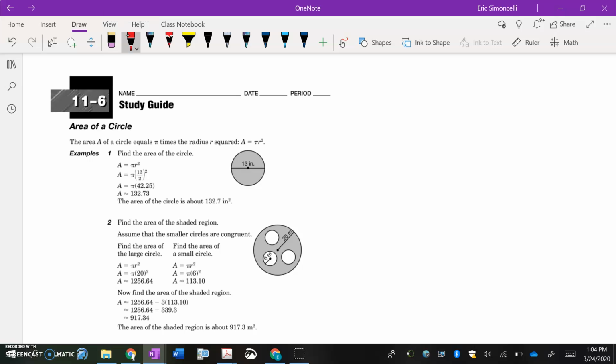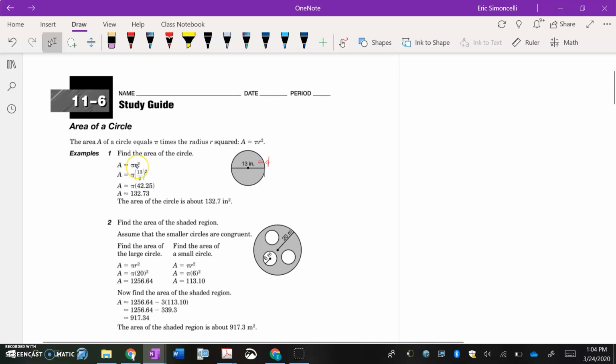Area of a circle. The area A, capital A, of a circle equals pi times the radius r squared. So A equals pi r squared. Examples. Number one, find the area of the circle. So you see the circle here, which highlights a diameter of 13.